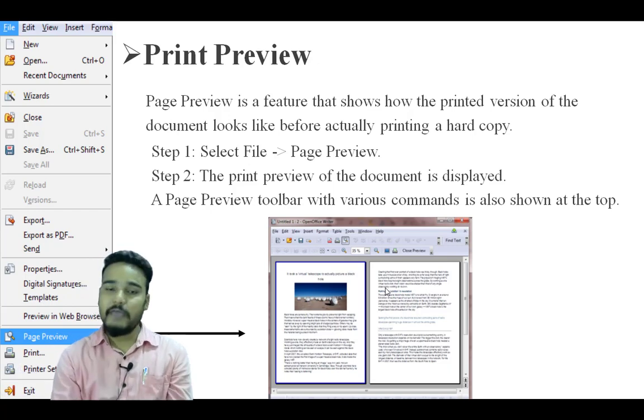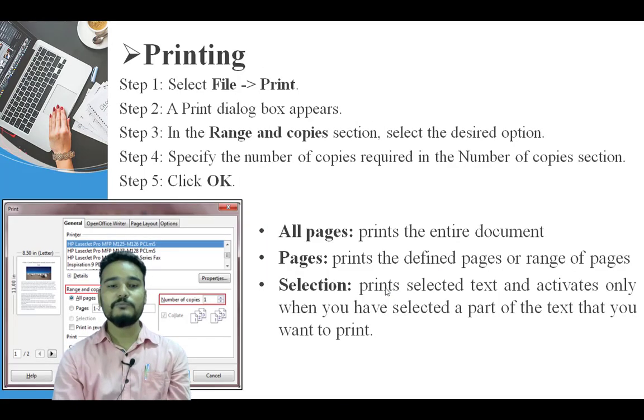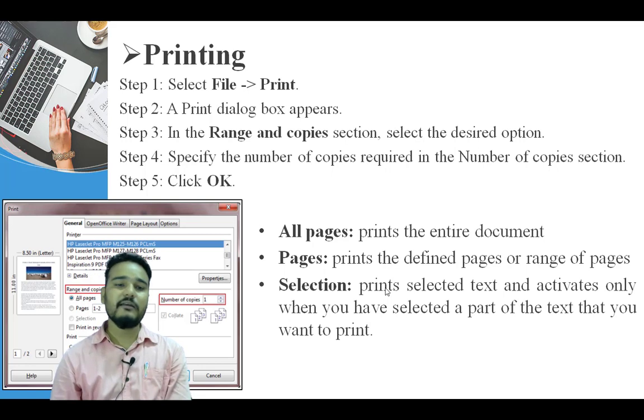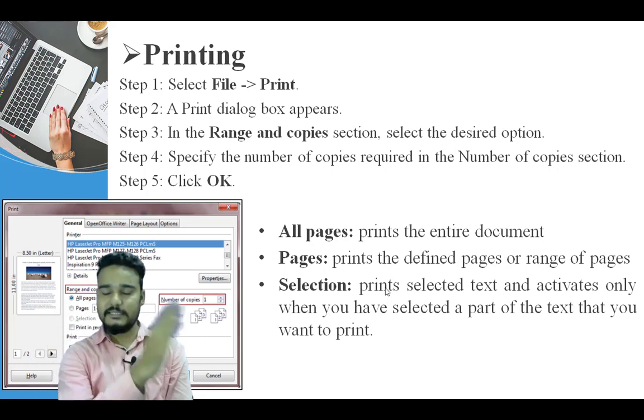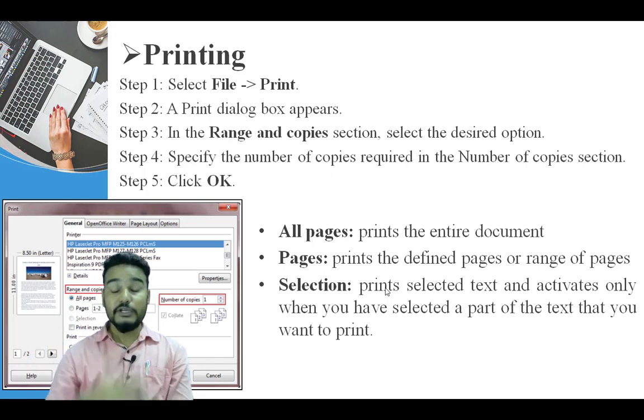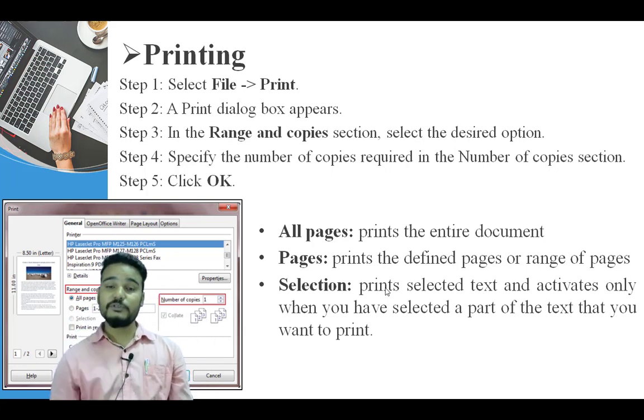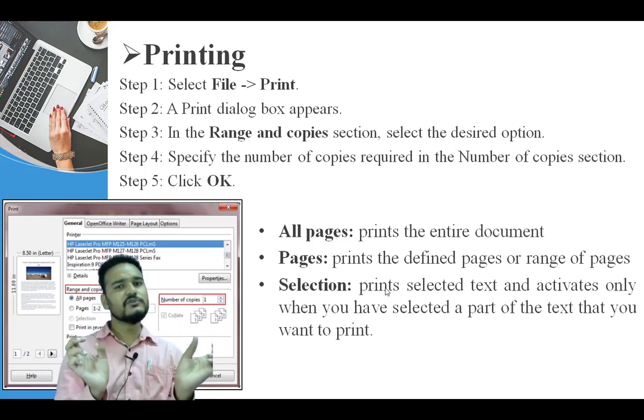If everything is okay, we will again go back to the File menu and select the Print option, and the same menu will appear. If you have more than one page, it will ask you how many pages or which pages you want to print. So the Range and Copies option is there. If 10 pages are there and you want to print from the 4th page to the 8th page, you can enter that range.